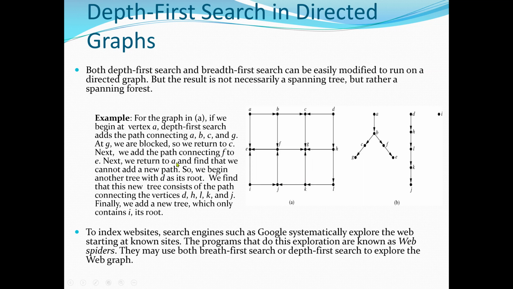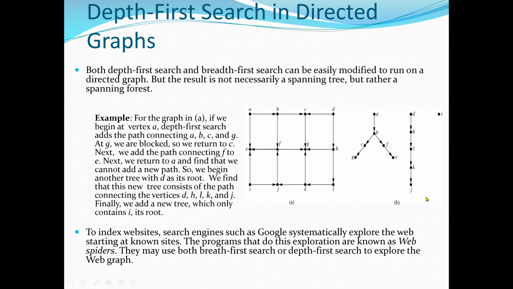So we return to A. When we return to A, we find that we cannot add a new path, with A, E, and B. Then we find that this new tree consists of a path connecting the vertices D. From D, I can move to H. When I'm at H, I can move to L. When I'm at L, I can move to K. When I'm at K, I can move to J. But after I reach J, I cannot go to I, and we already went to F. So finally, we have a new tree which only contains I as its root. So this is the answer we get.